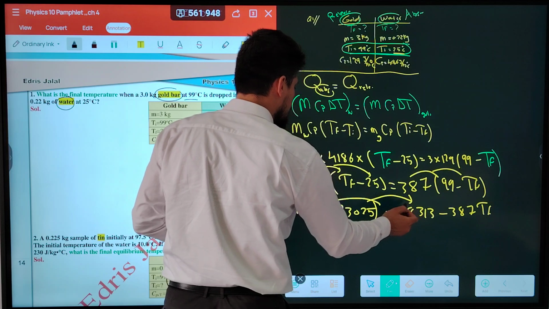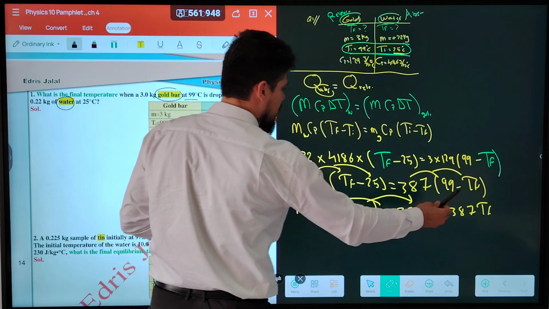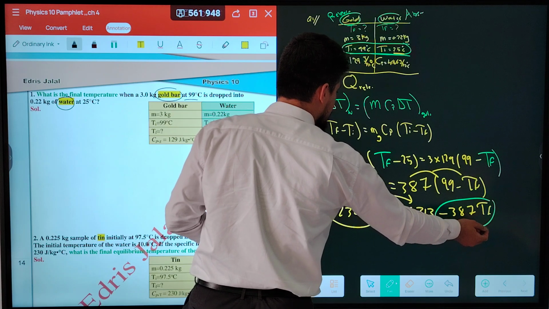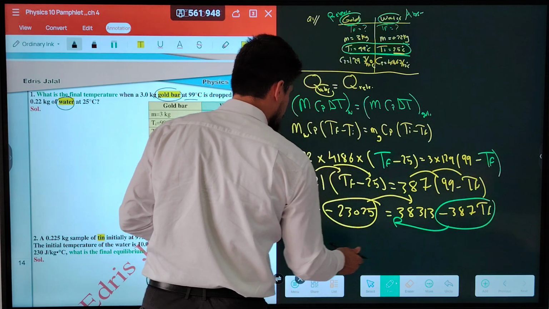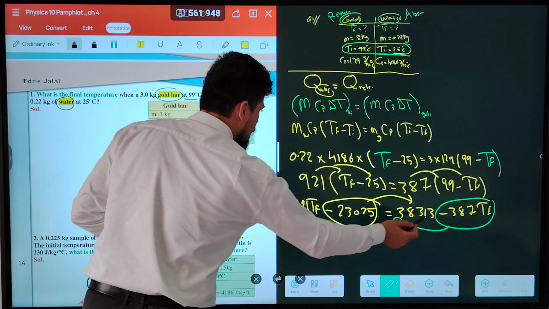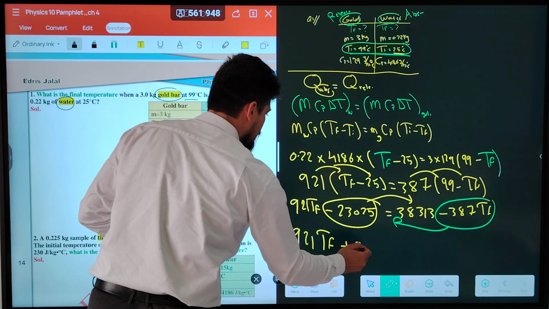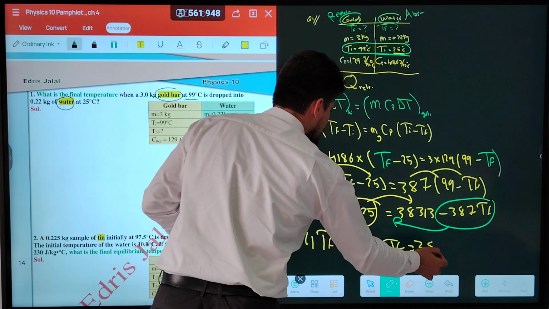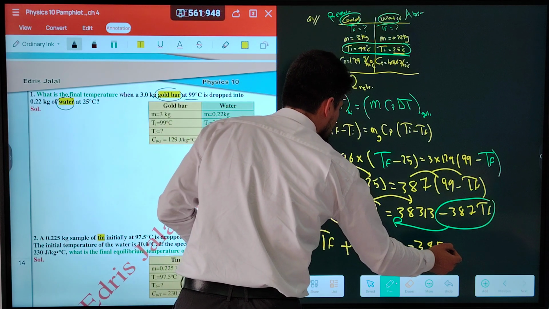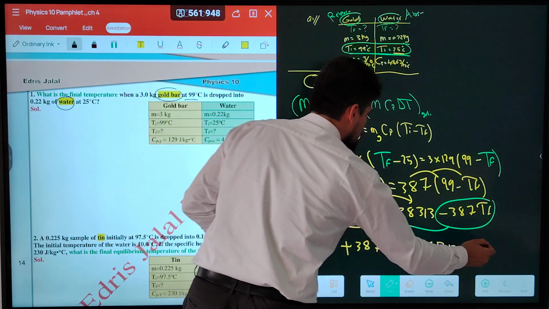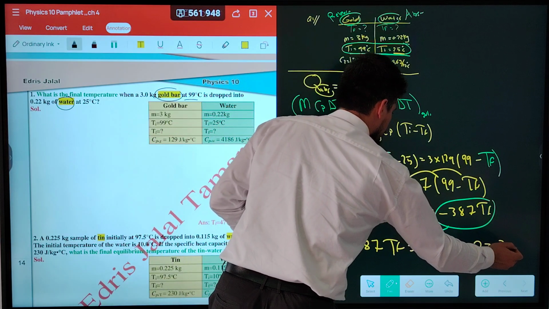So you have to move this negative number to the other side, and move the negative 387 T final to the other side. It's going to be positive. What remains here? 921 T final. This is negative, it's going to be positive, 387 T final is equal to, bring down this number, 38,313. This is negative, it's going to be positive, 23,025.